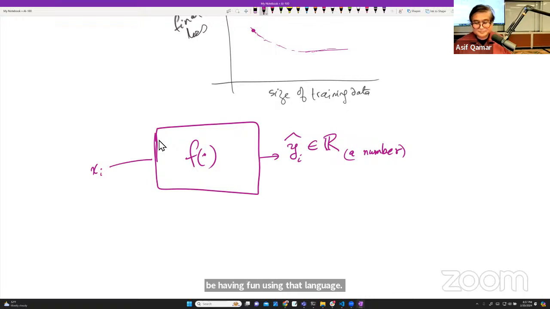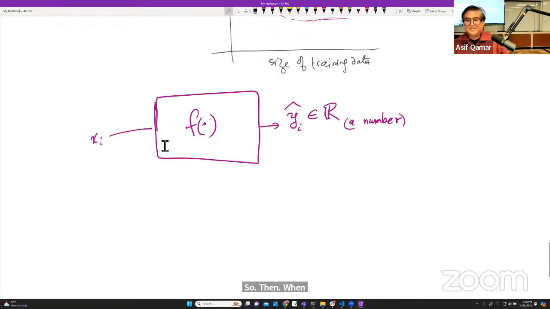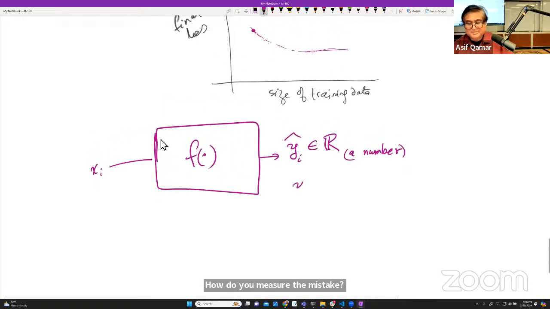So then, when that happens, how do you measure the loss? How do you measure the mistake? See, the reality is itself a number. Let's say it is the temperature. Let's take temperature, right? Or let's take a very intuitive example.